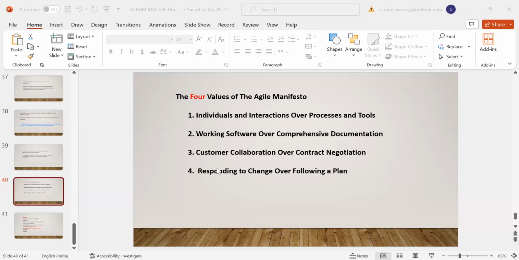Why are people going from one company to another? Why are they looking for better opportunities outside, not in the current company? Because if you are valued, if you are paid for what you work, then you will stay, or else you will move on. So individuals should be given more importance, and interactions should happen more. We should not neglect the process and tools, but importance should go to the people and interactions, not to the process and tools. To a certain extent, yes, but not fully. Got it, sir.